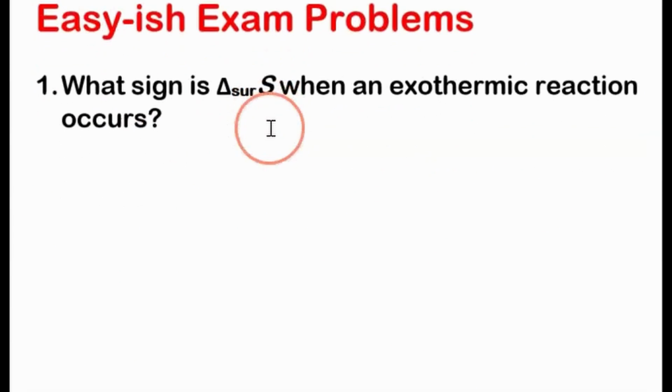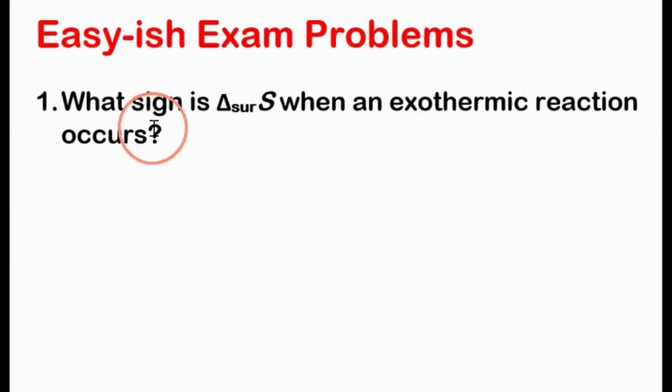Okay, so let's start off with some exam problems, and most of these are relatively easy. What is the sign of the change in entropy of the surroundings when an exothermic reaction occurs? And notice the subscript is here. In higher level thermodynamics, you often see the subscript between the change and the S rather than afterwards, but it's more of a sign of what you think is better or a little more accurate, but this still just means the change in entropy of the surroundings.